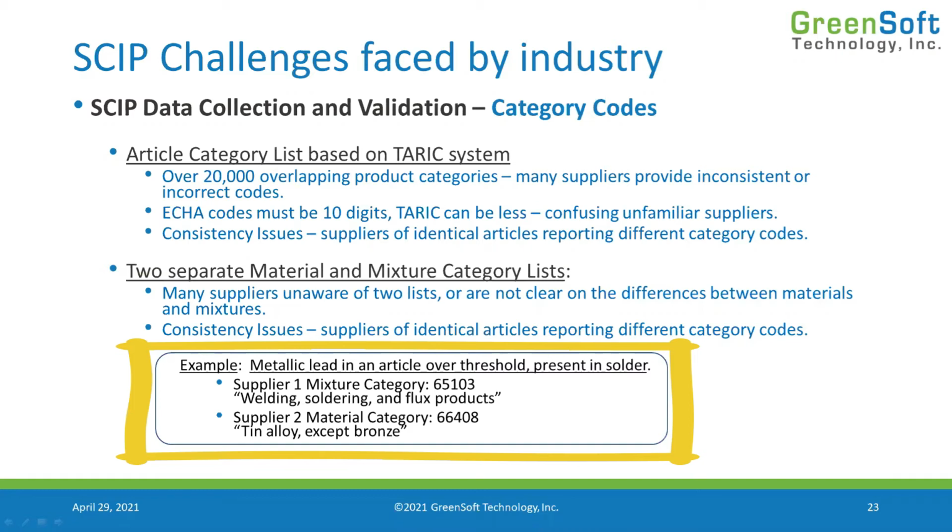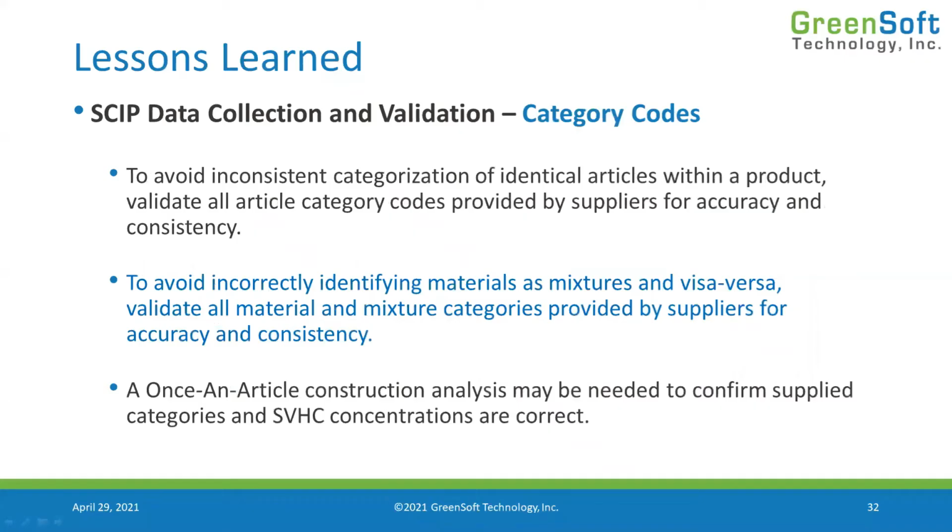So if you're going to enter that data yourself, if you don't have reference IDs, you want to make sure the data you're providing is consistent. Regarding category codes, to avoid inconsistent categorization of identical articles within your product, validate those codes. Don't load your product with a bunch of resistors listing a bunch of different category codes for the same product. Be consistent. Avoid incorrectly identifying materials and mixtures and vice versa by validating the material and mixture categories.